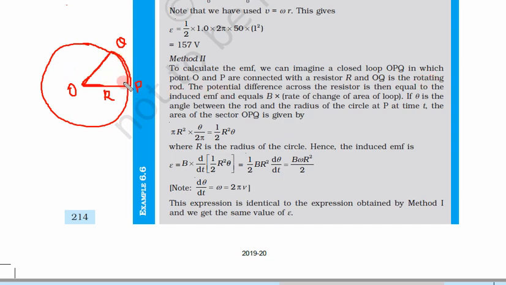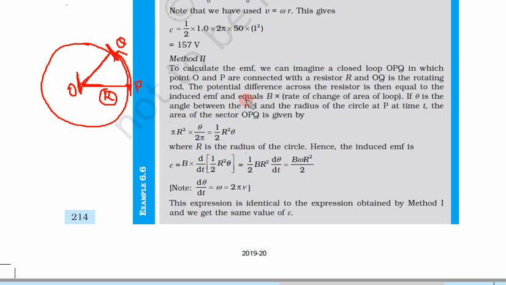Now this rod is moving and it has come to this place. The potential difference across the resistor is equal to the induced EMF. Since this is only the resistor, the induced EMF will be equal to the potential difference across this rod. Now this rod has come here. So that is the induced EMF.